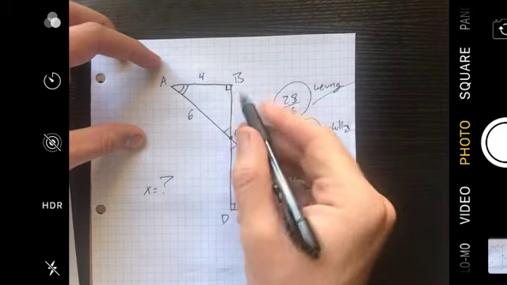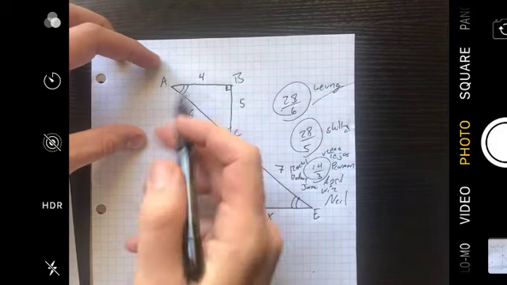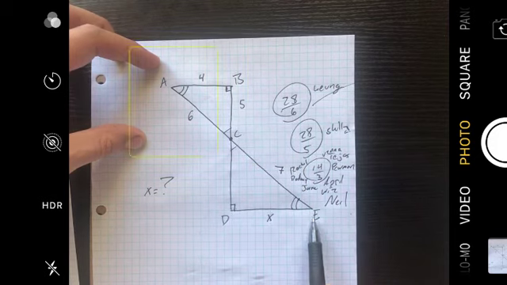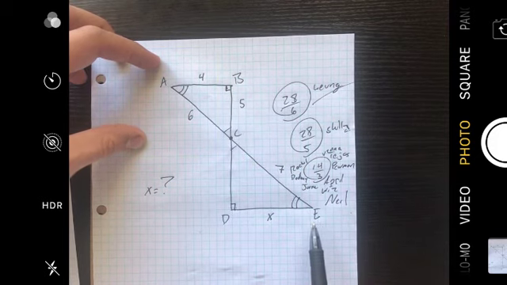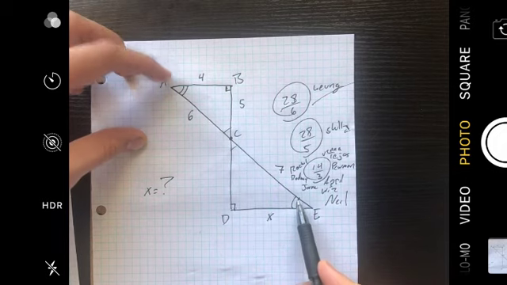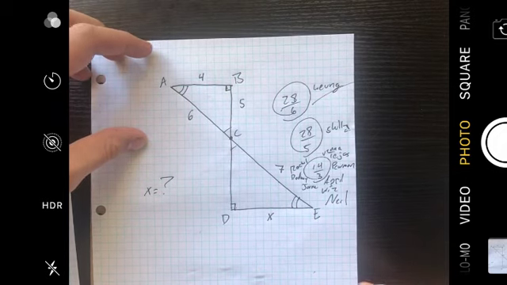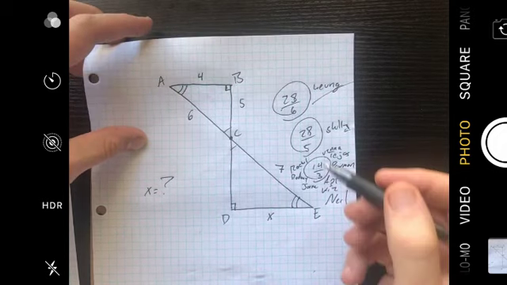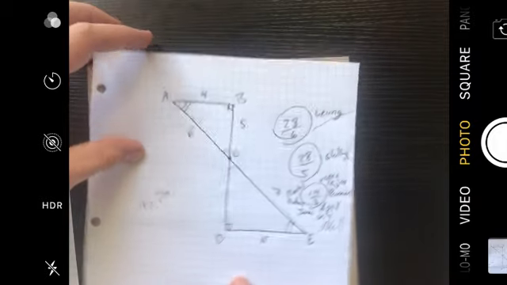Also, check it out. If that's 90 and that's 90, that means AB and DE are parallel. If they're parallel and we have a line that cuts through them, those angles are going to be equal no matter what. So now we need to deal with the similar shapes.